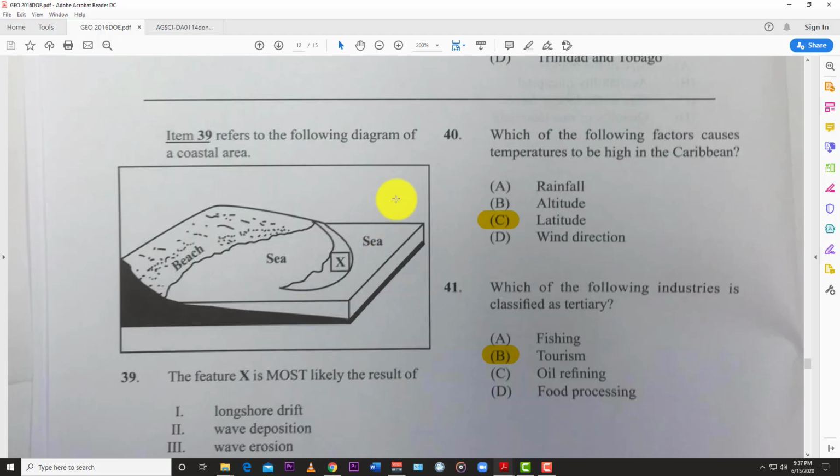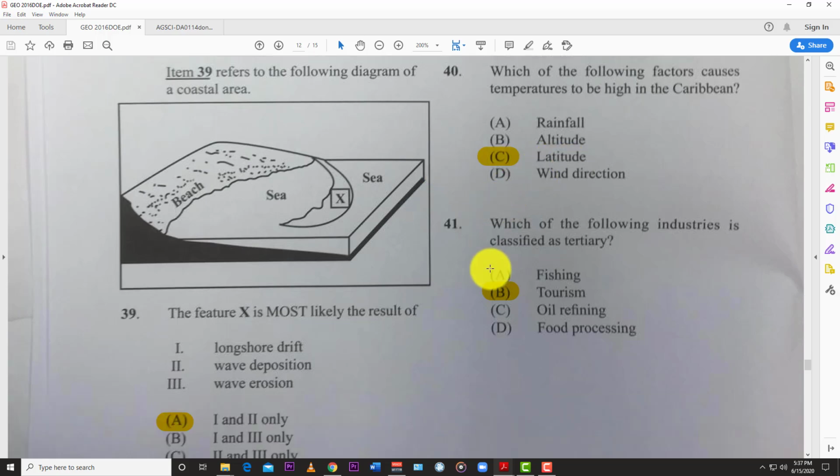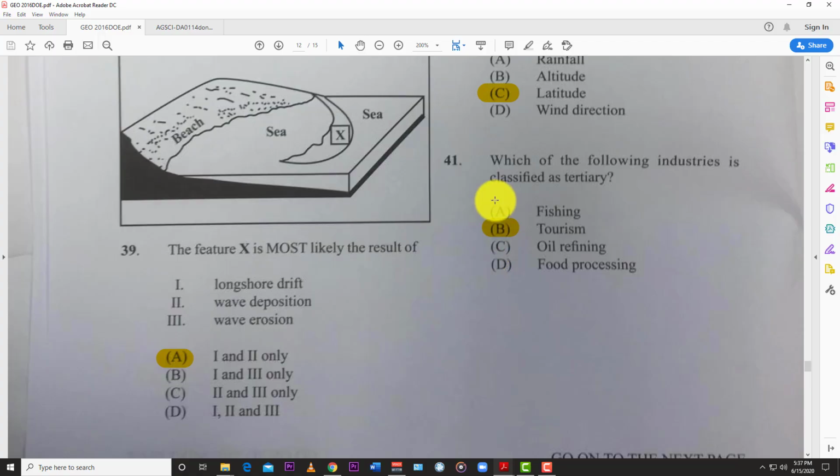40, which of the following factors causes temperature to be high in the Caribbean? And so the answer is C, latitude. Number 41, which of the following industries is classified as tertiary? And so the answer is B, tourism, because it's mostly a service industry.